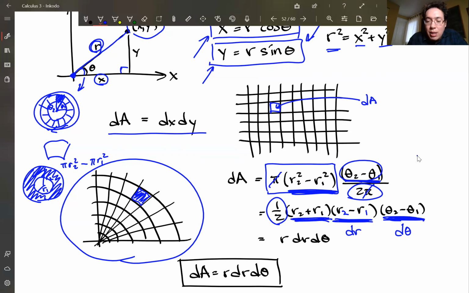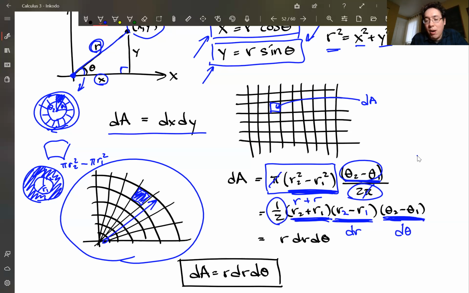R1 and R2 is some radius from the origin. But as I've said, R1 and R2 are very close together in radius. So let's just say halfway in between, we have the radius R. Instead of doing R1 plus R2, I'm going to make up for it by taking the average of the two. The average of R1 and R2, let's call that radius R.